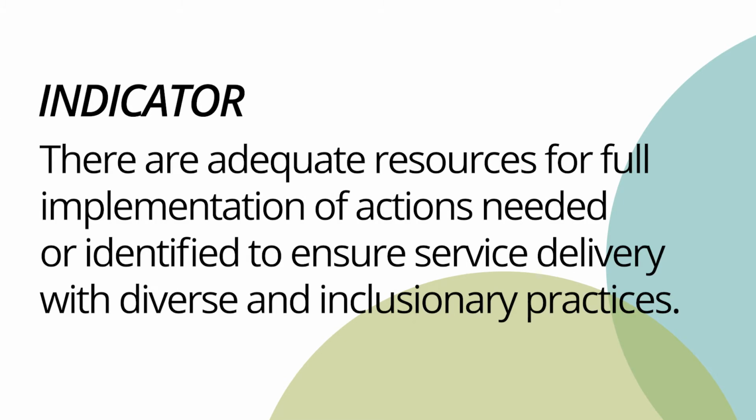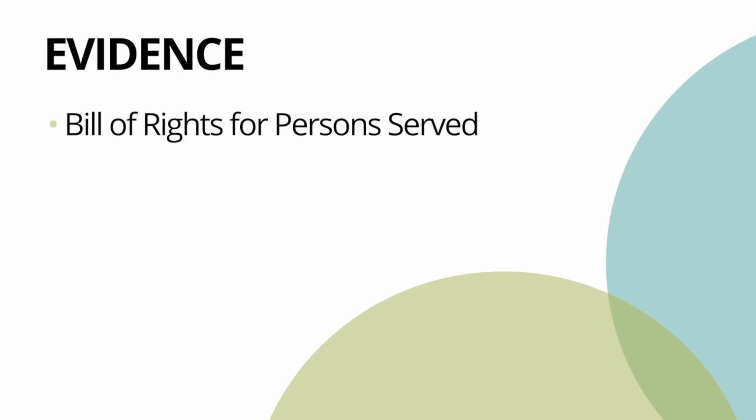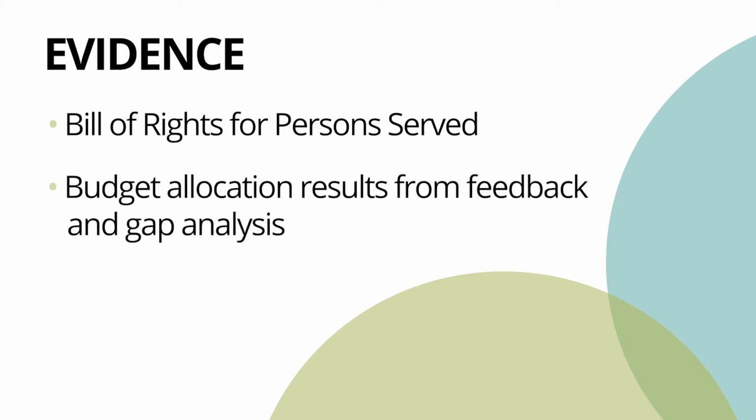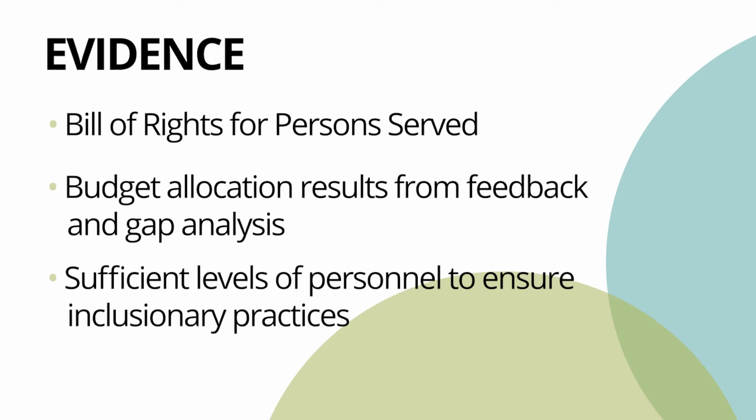Indicator. There are adequate resources for full implementation of actions needed or identified to ensure service delivery with diverse and inclusionary practices. Evidence. Bill of Rights for persons served. Budget allocation results from feedback and gap analysis. Sufficient levels of personnel to ensure inclusionary practices.